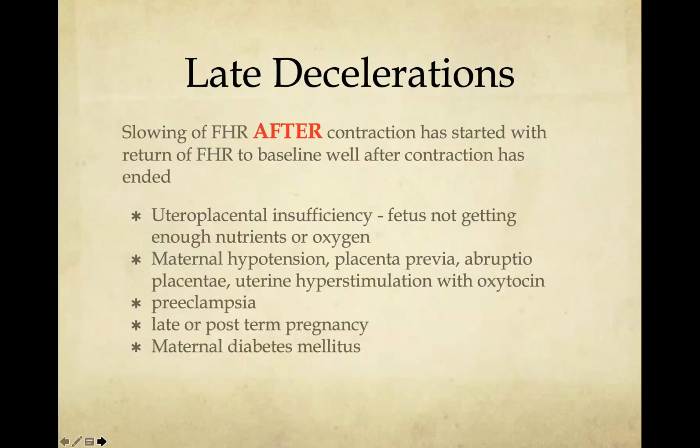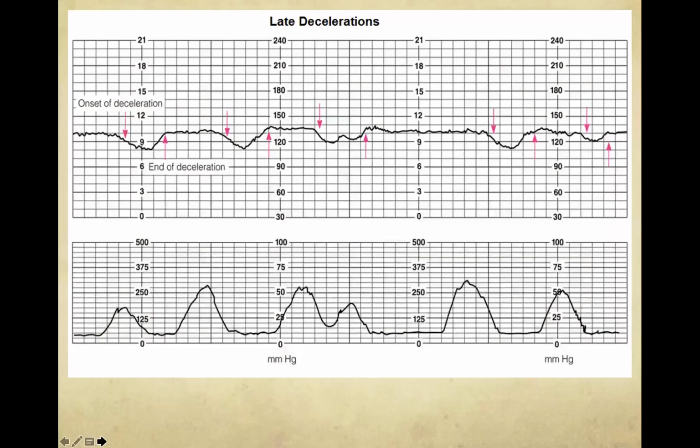Late means they are occurring after the contraction. It causes uteroplacental insufficiency. The baby's not getting enough oxygen for many reasons. It could be an obstetrical emergency, like placenta previa or abruptio placentae. It could be hyperstimulation with oxytocin. Remember, we use that for both induction and augmentation. Or it can be late or post-term pregnancy. Gestational diabetes can also cause problems.